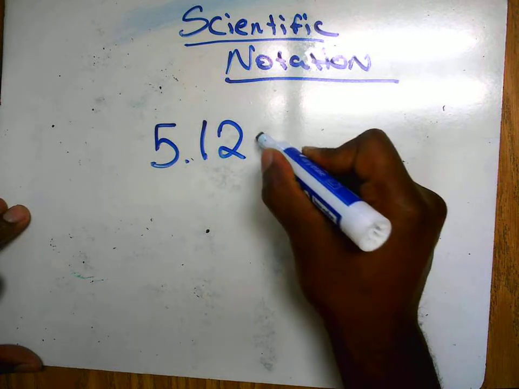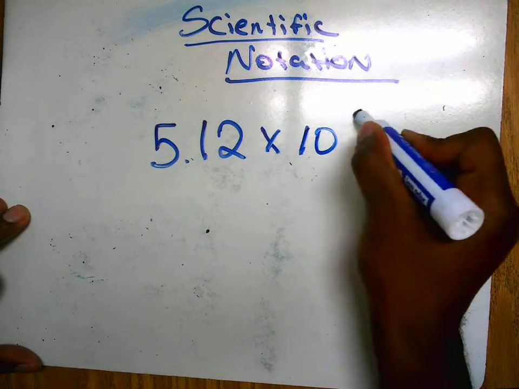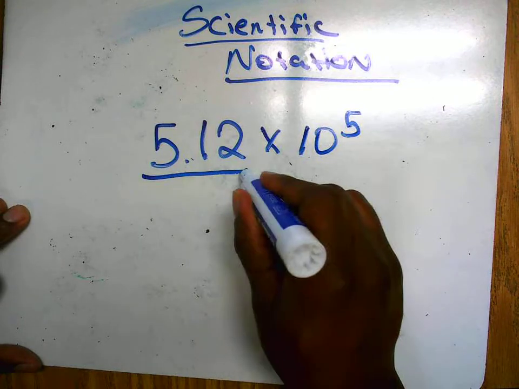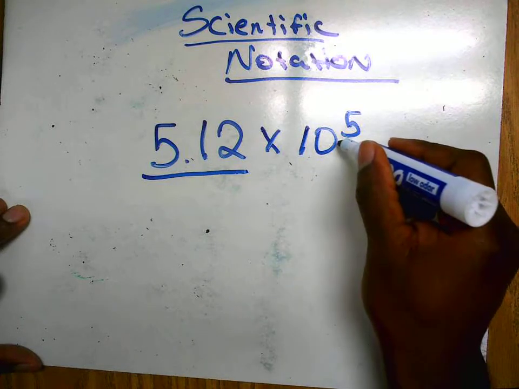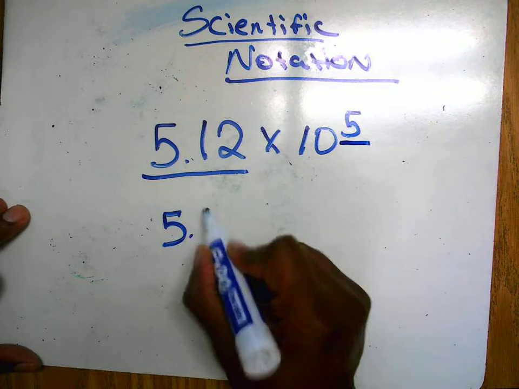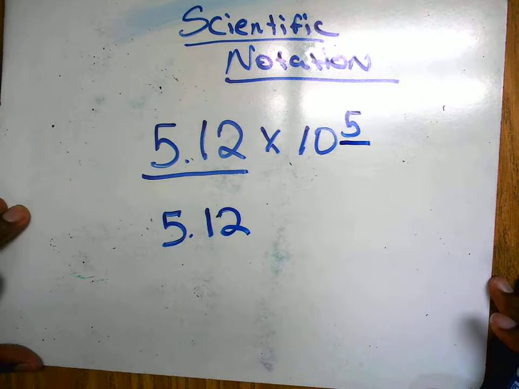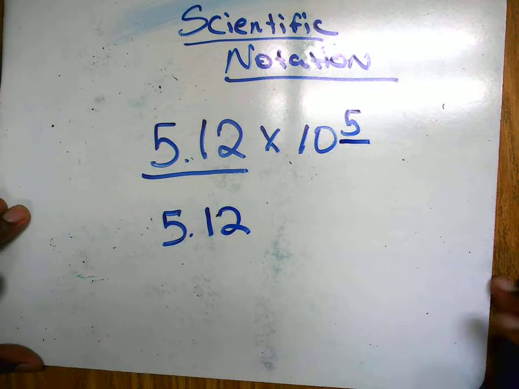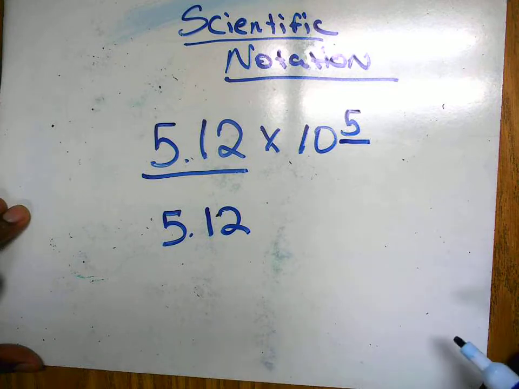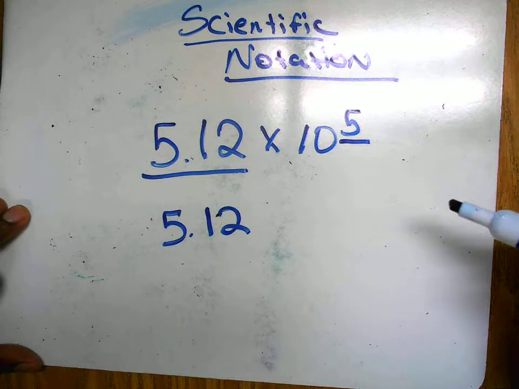So this is our first example. The first thing we're going to do is locate our base, and then check to see what our power is. So we write that down, 5.12. Then we see that our power is positive. A positive exponent means we're going to move the decimal to the right. A negative exponent means we're going to move it to the left.